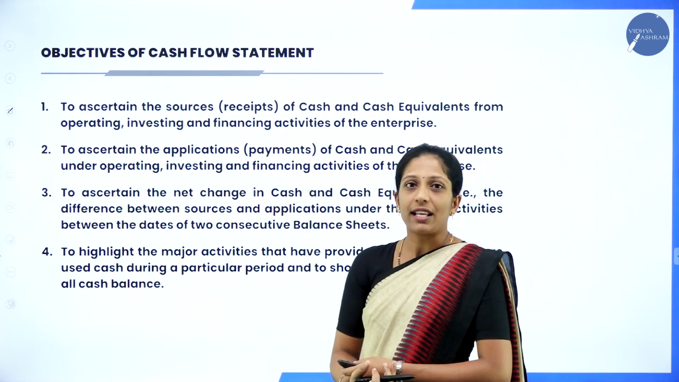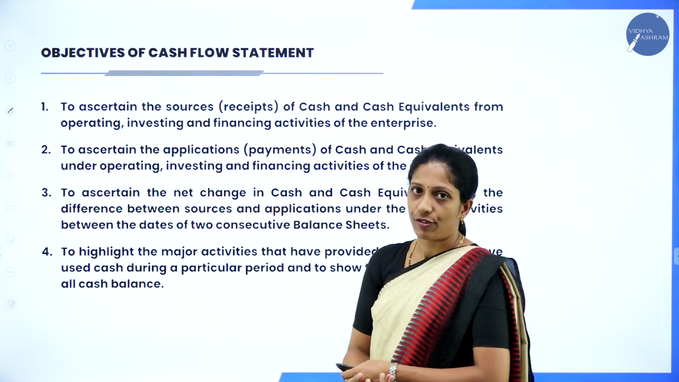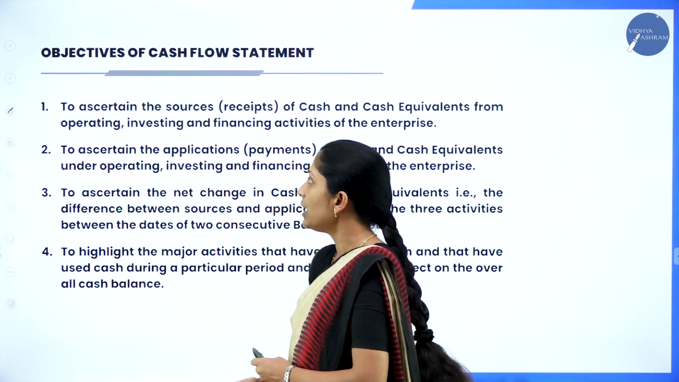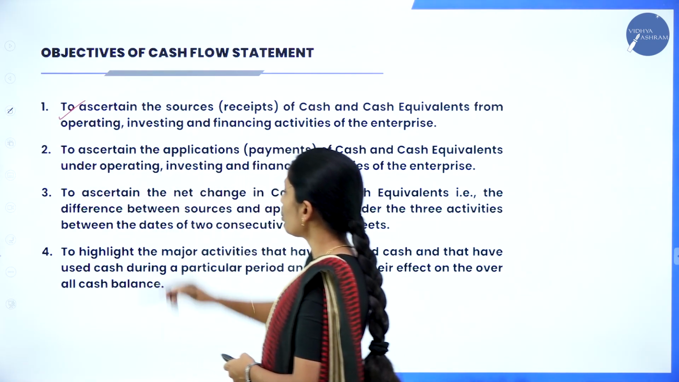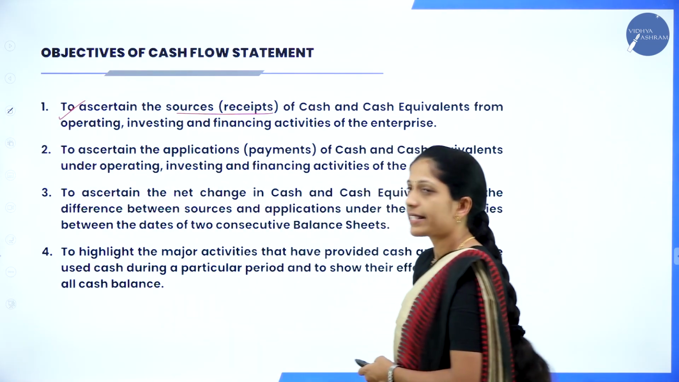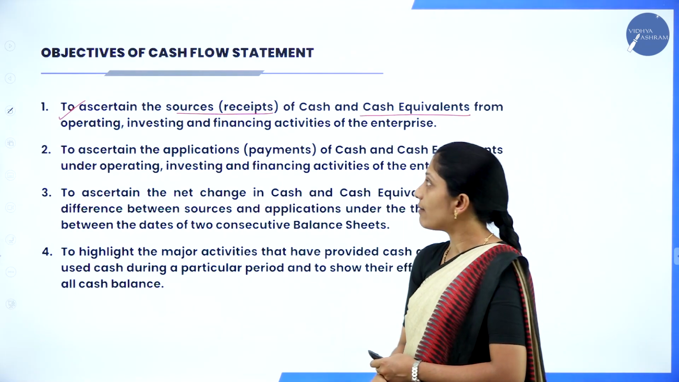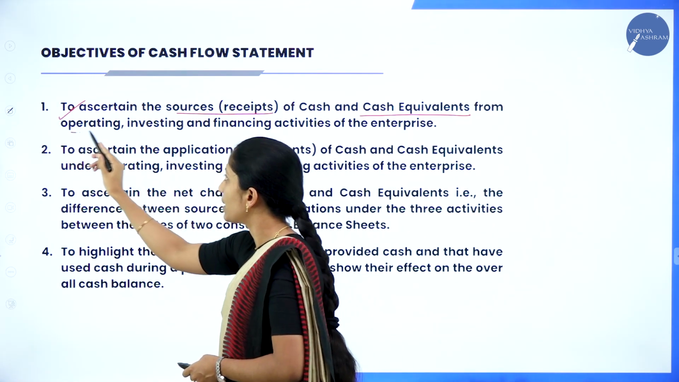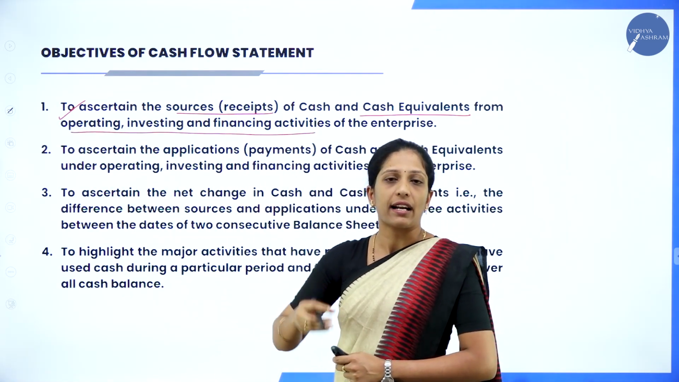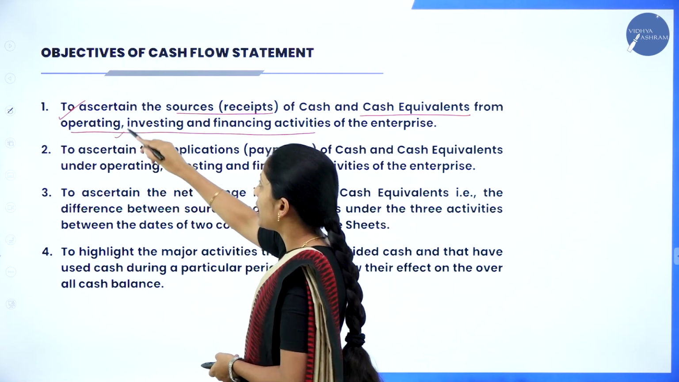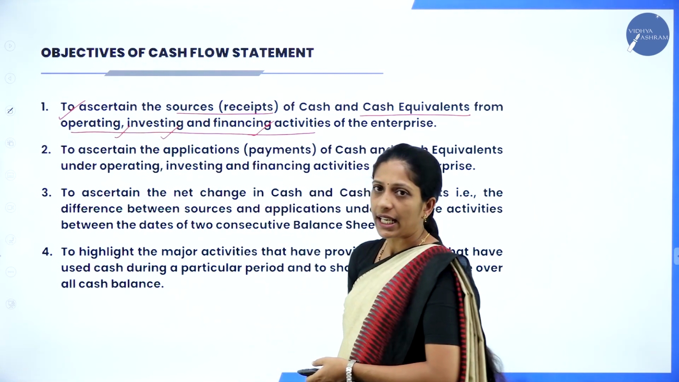Now moving on to the next concept, objectives of cash flow statement. Let us see what are the main objectives of preparing this cash flow statement. The first one is to ascertain the sources, that is receipts of cash and cash equivalents from operating, investing as well as financing activities. There are three main activities which you are going to record in your cash flow statement, that is operating, investing as well as financing activities.